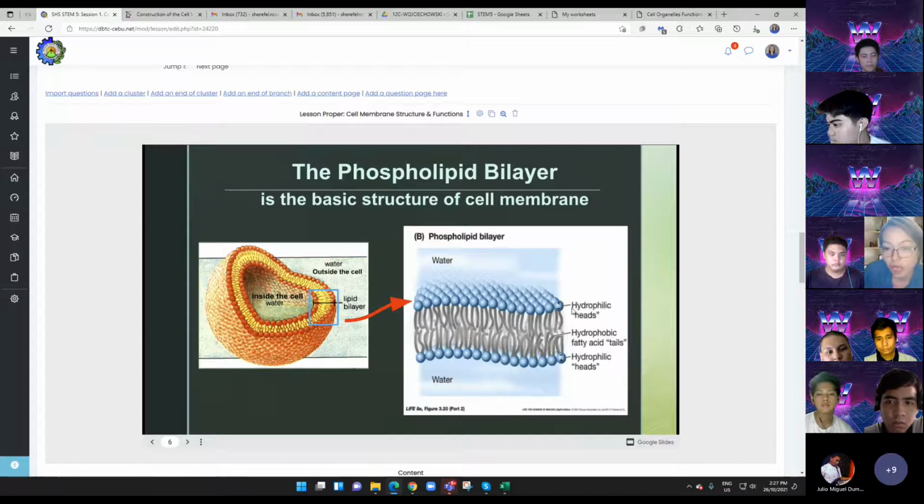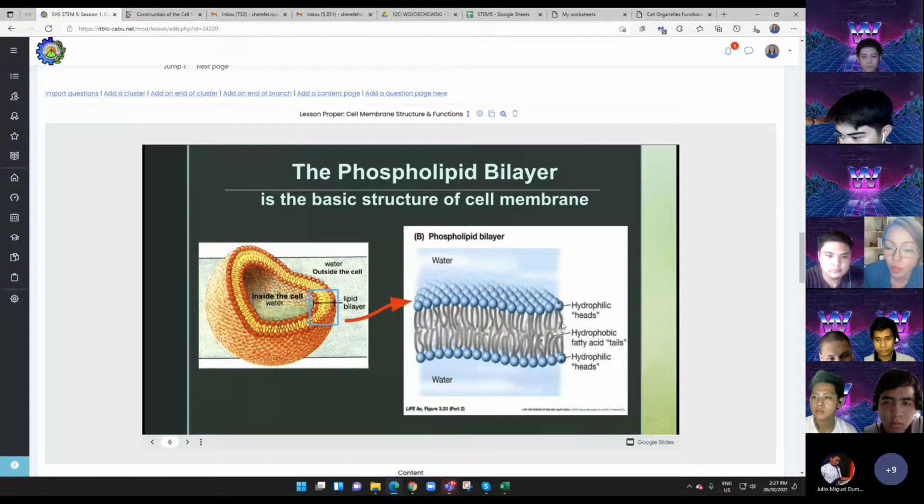Okay, I'll say hydrophilic. Hydro, water. Philic is love. Okay, so meaning, I love water. The phosphate heads are polar heads, meaning they love water or they blend with water. Okay, you see these tails? We call this hydrophobic tails.